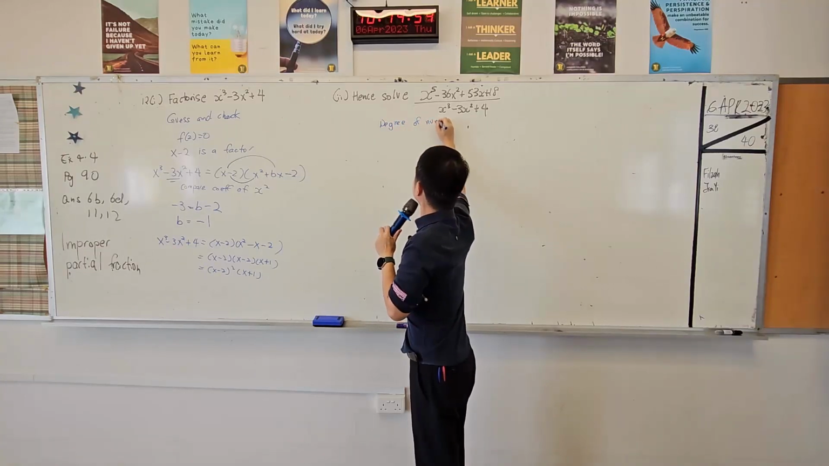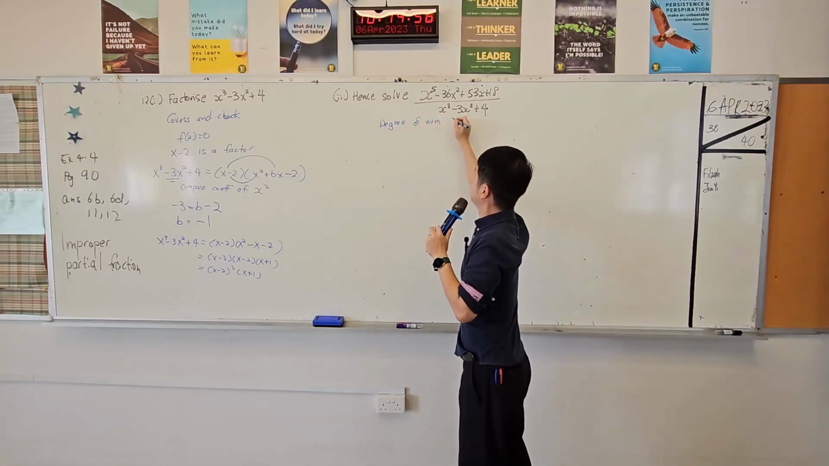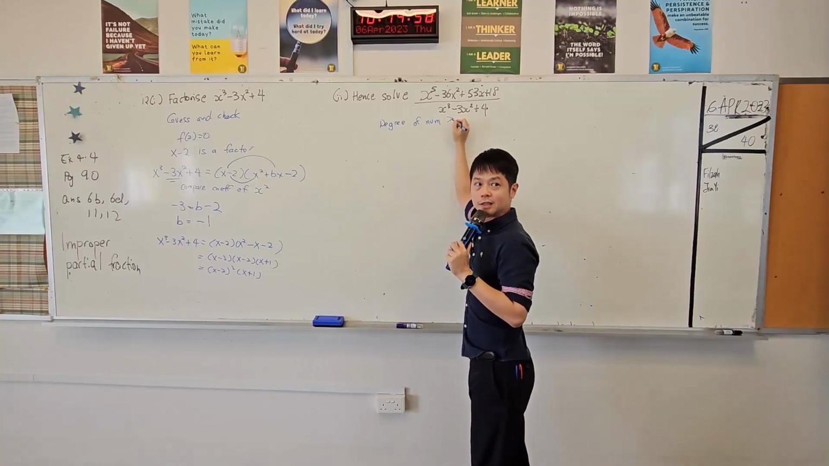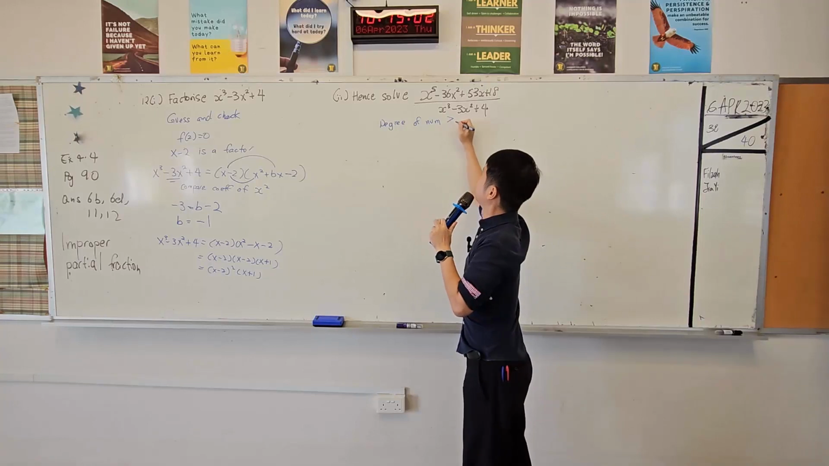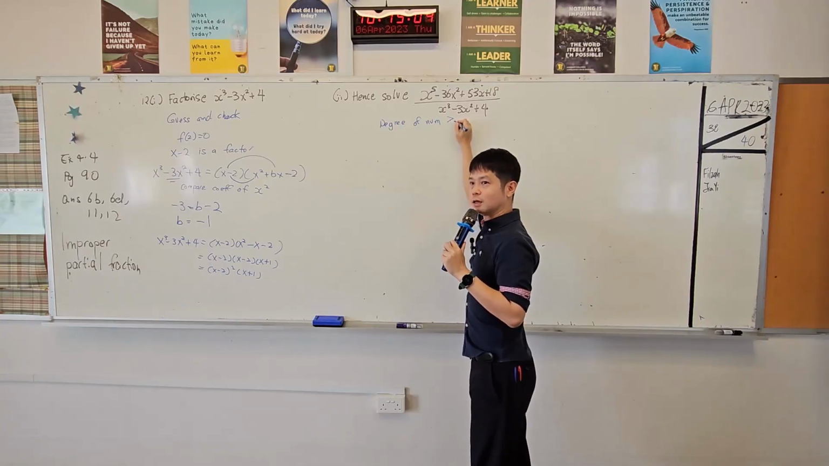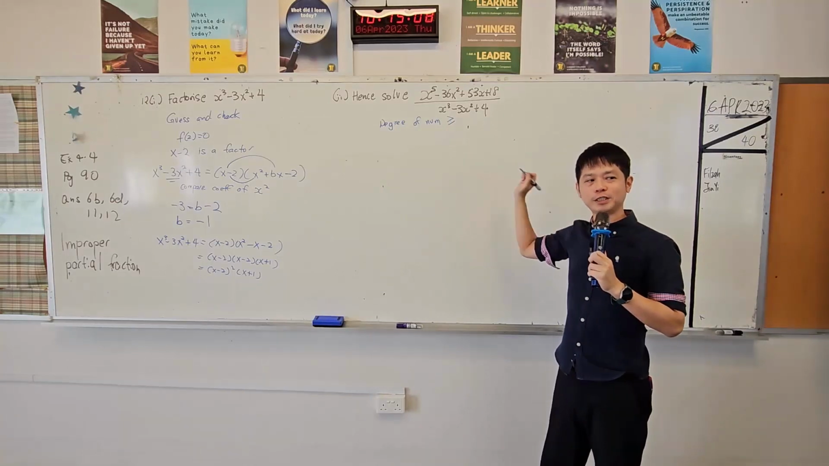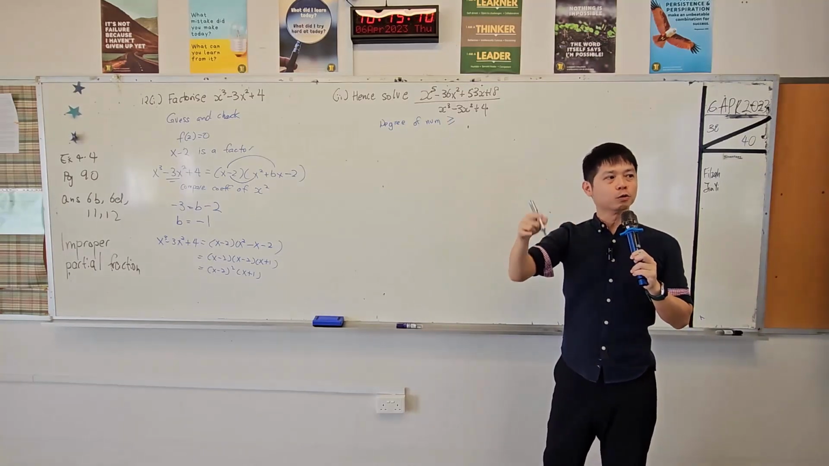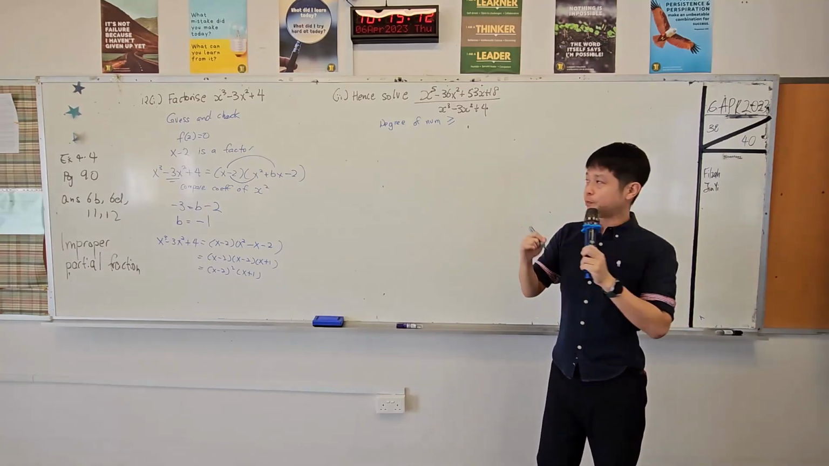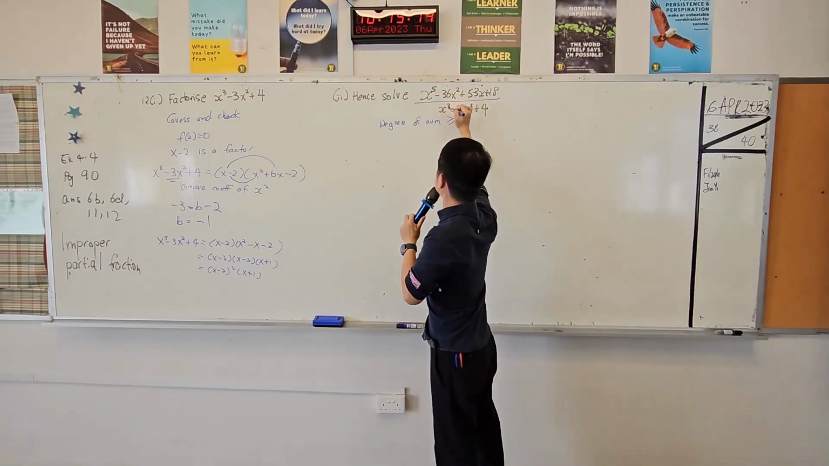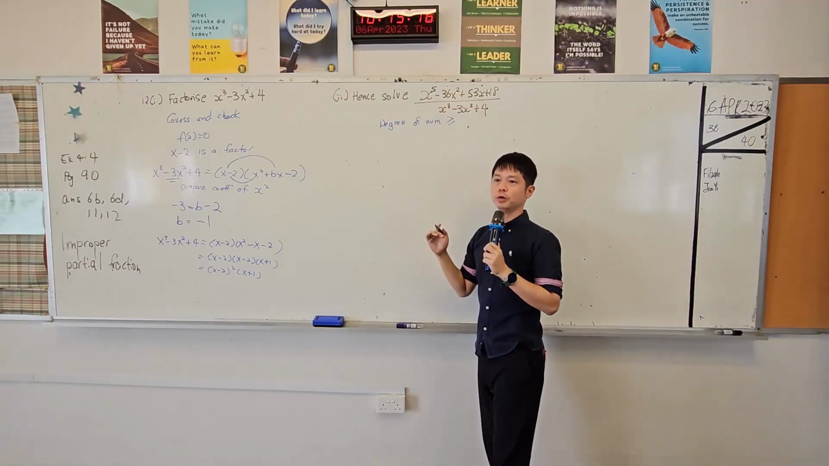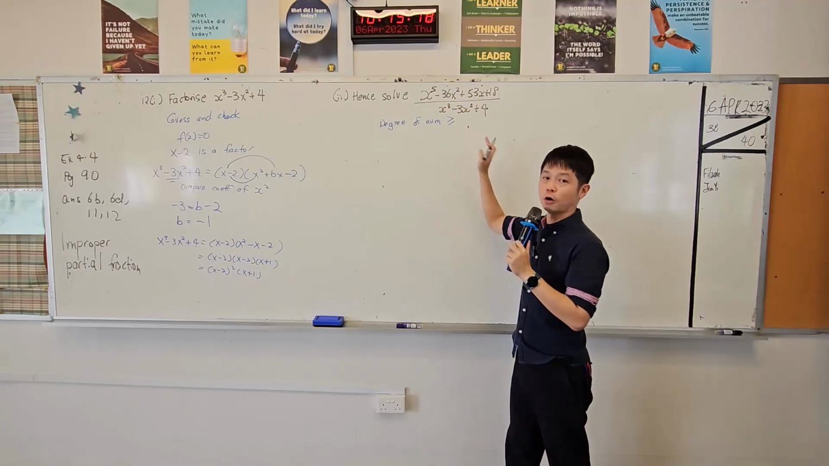If the degree of the numerator is greater... No, you forgot a word. Greater or equal. Yeah, if it's equal degree, it is also an improper fraction, which means if this is power 5 and this is also power 5, it's still improper. It must be greater or equal.